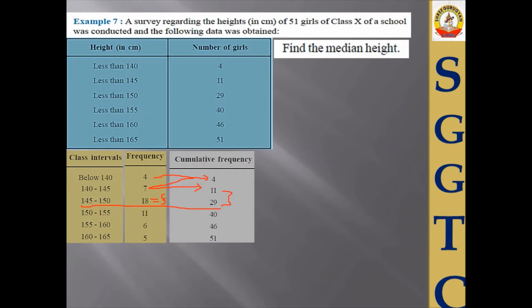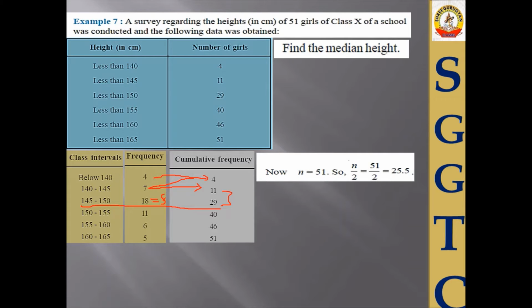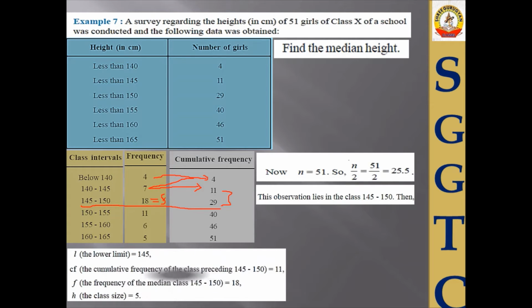Now I go to the cumulative frequency. Students, you generally write the cumulative frequency this way. The first 4 is written the same. Next, 4 plus 7 is 11. In the same way, 11 plus 18 is 29, 29 plus 11 is 40, 40 plus 6 is 46, and 46 plus 5 is 51.